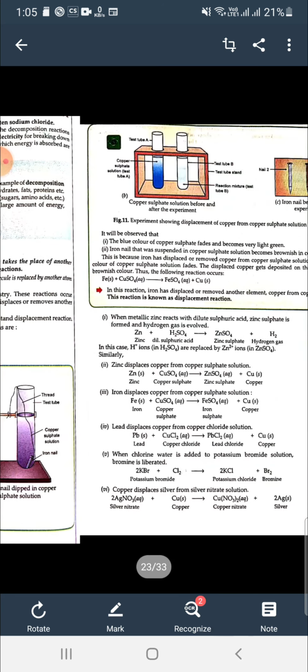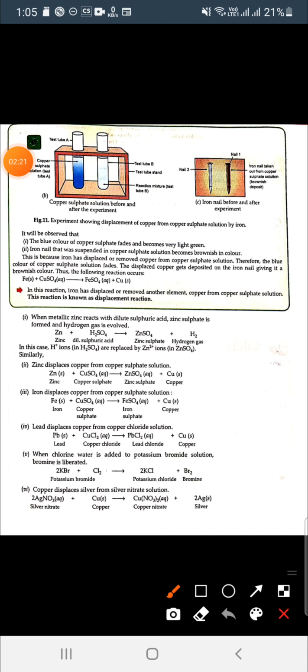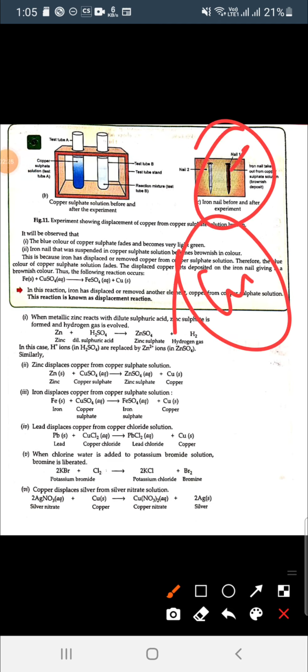You can see in the next diagram that the iron nail has acquired a copper layer, or the copper layer is deposited on the iron nail. And also you can see the reaction: iron plus copper sulfate gives you ferrous sulfate plus copper.